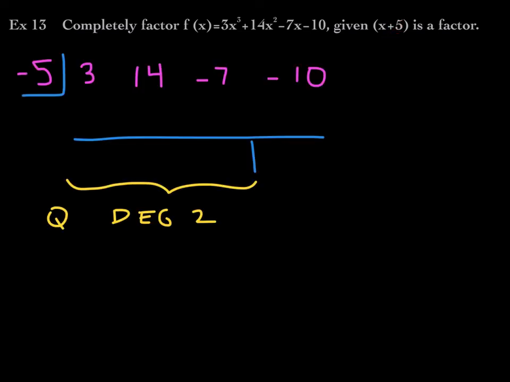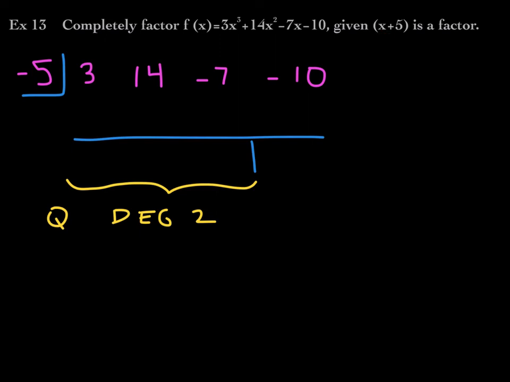All right, so let's set this up. So these here are my coefficients of my function, 3, 14, negative 7, negative 10, right? I'm not missing any power, so degree 3, degree 2, degree 1, degree 0. So I don't have to insert any zeros. This is a factor. They told me that. So my C value is negative 5, the opposite of what I see. And I already know I'm going to get a 0 here. How do I know I'm going to get a 0? Because they're saying x plus 5 is a factor.